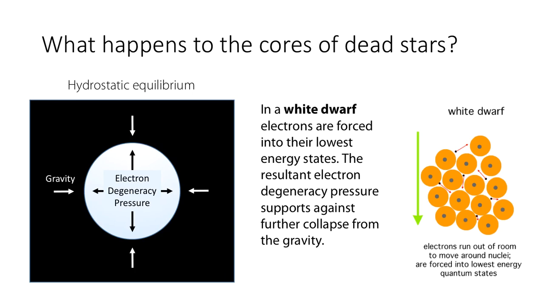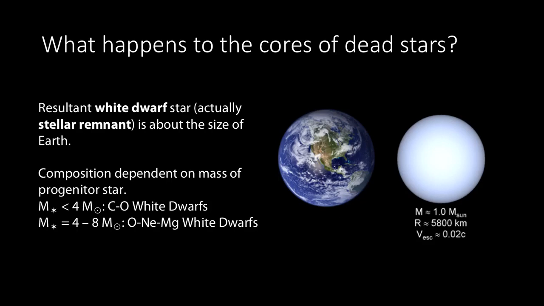And it's that force of them pushing back at each other which is resisting gravity, which is maintaining the size of the white dwarf. So that size is about the size of our Earth for a core remnant of solar mass. The composition depends on the final product of the nuclear fusions. So for low mass stars, it's probably carbon oxygen. For intermediate mass stars, it's probably oxygen, neon, and magnesium.